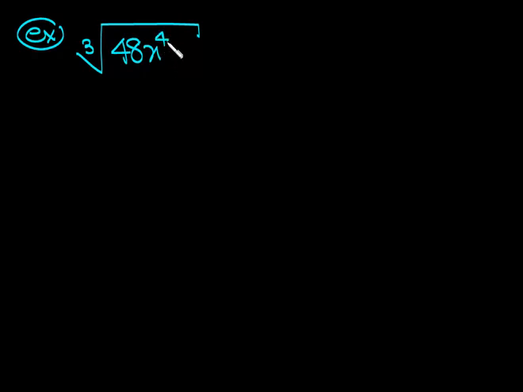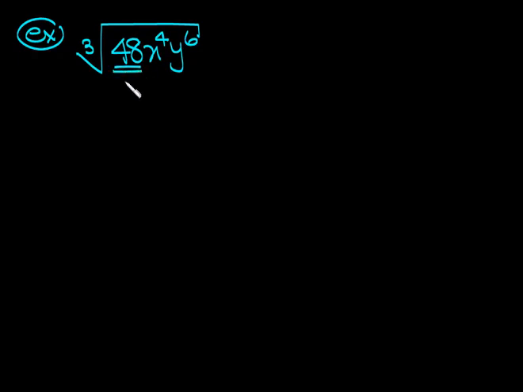Let me give you one that's fairly complicated. Let's say that I have the cube root of 162, let's not make such a big number, let's pick something small. Let's say 48, times x to the 4th y to the 6th. Now I want to simplify this radical, I want to reduce this radical, so let's start with the numbers.